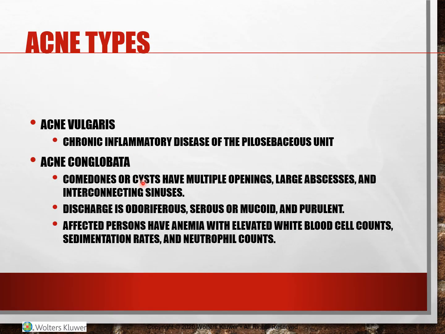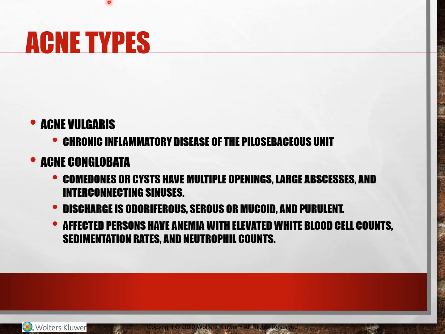So there are two main types of acne that I'll mention. Acne vulgaris, which is a chronic inflammatory disease, again, of that pilosebaceous unit. This is the type that happens very commonly in adolescence and early adulthood. So that's really what we think about when we think about that adolescent acne type.